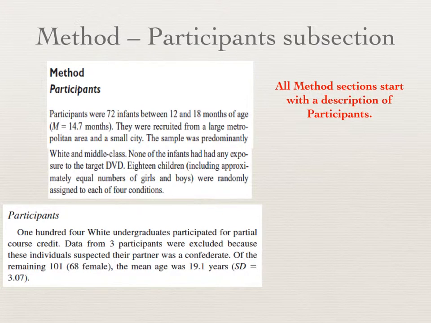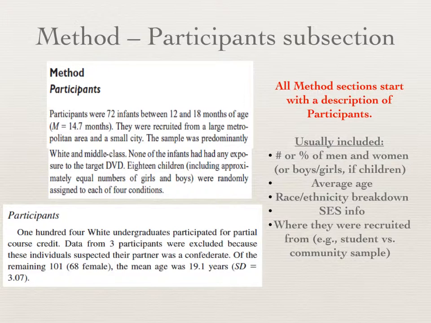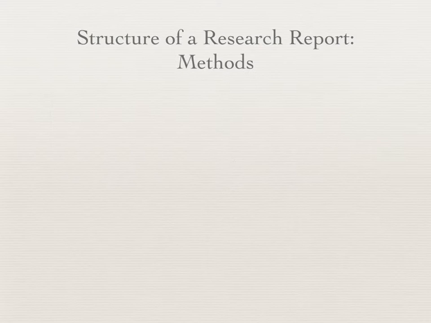So again, methods start with the participants because we're dealing with human subjects. It tells us these are the kinds of things that are included: the breakdown of men and women or boys and girls, the average age, demographic information, and how they were recruited.